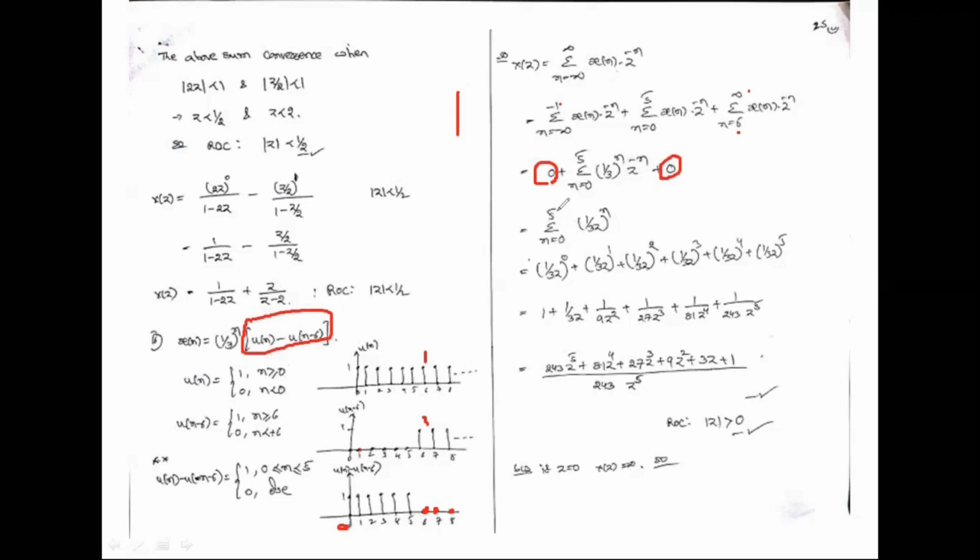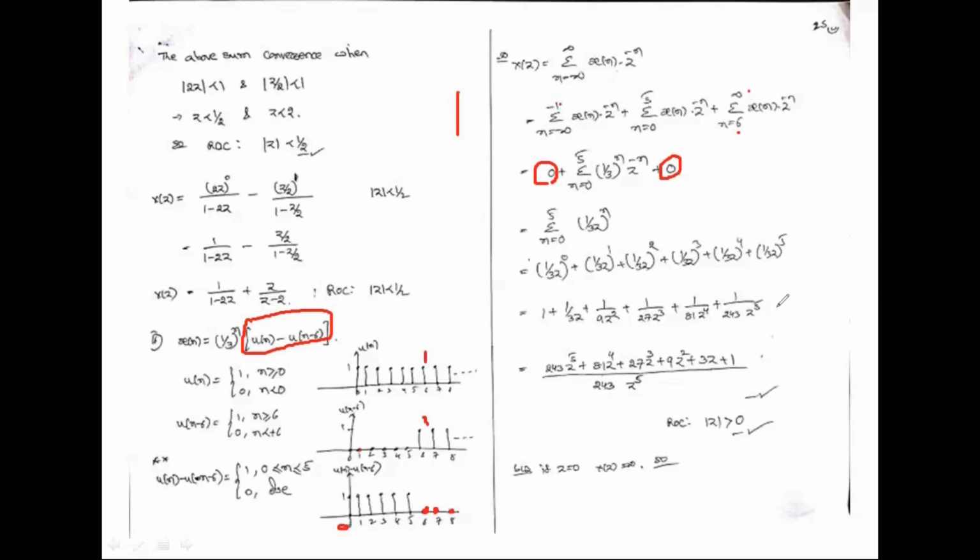So sum of n is equal to 0 to 5. Take this single function, 1 by 3, because z power minus n is there, 1 by 3z whole power n. Expand this function: 1 by 3z whole power 0, 1 by 3z whole power 1, and so on up to 1 by 3z whole power 5. Anything power 0 is 1, so 1 plus 1 by 3z, 1 by 9z square, 27z cube, 81z power 4, and 3 power 5 is 243z power 5.